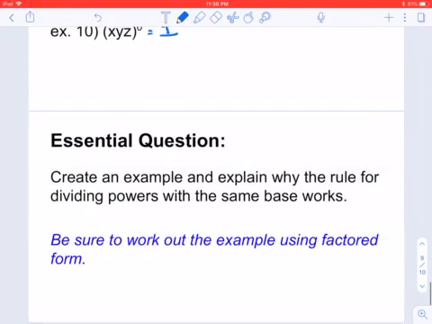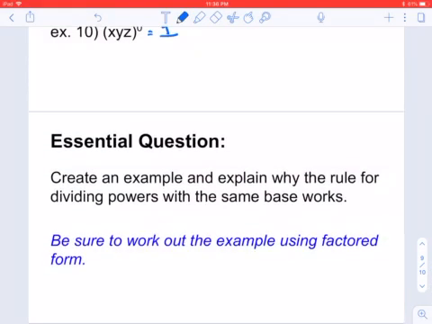All right, now you can go back and answer that essential question. Again, make sure you're using factored form to work out the problem, just like we did in the first 2 problems, so that you can show why the rule works. Why does it work that you can subtract the exponents when you are dividing powers with the same base? So do it out the long way and do the canceling to show us with that.